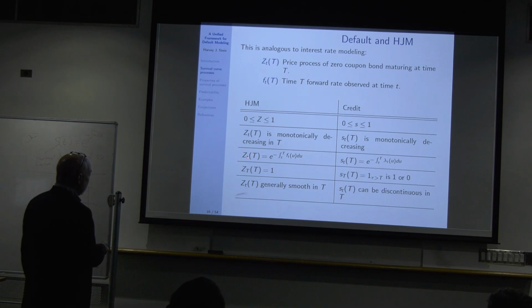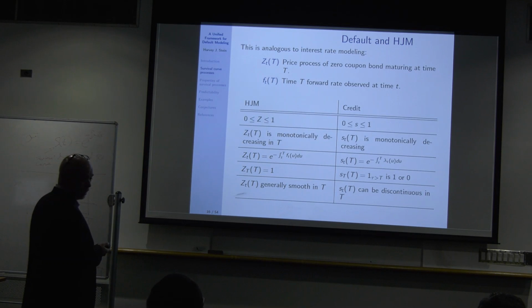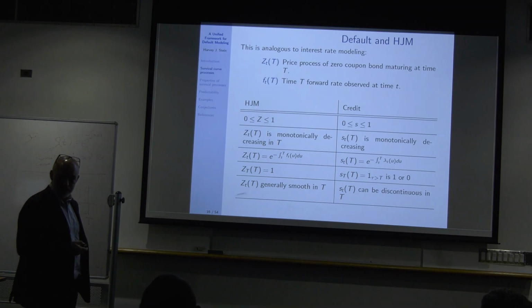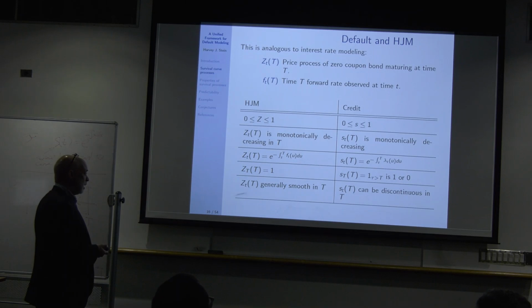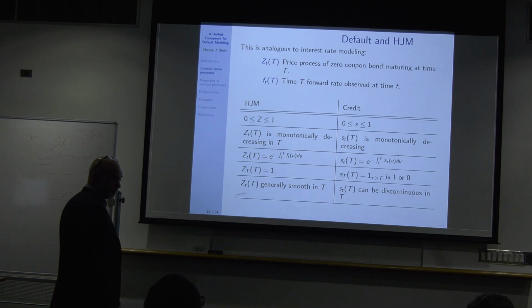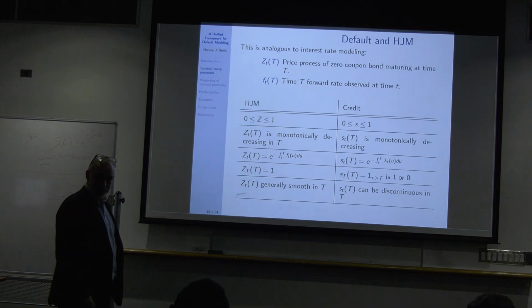The zero coupon bond price is e to the minus integral of the forward rate, just like S is e to the minus integral of the hazard rate. The key big difference is that Z_TT is 1, whereas S_TT is 1 or 0, depending on whether or not you've defaulted. And the other big difference is usually we think of the price processes as being smooth, whereas for the survival curves, they can be discontinuous in cap T. Okay. But otherwise, the math looks very similar.